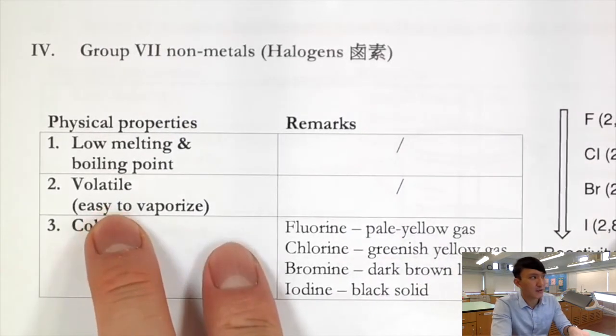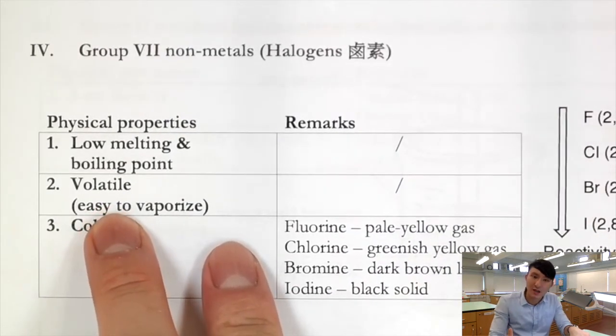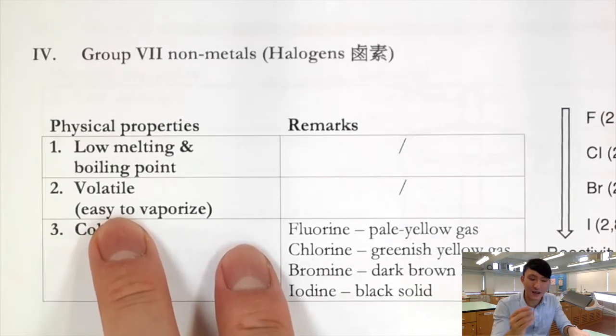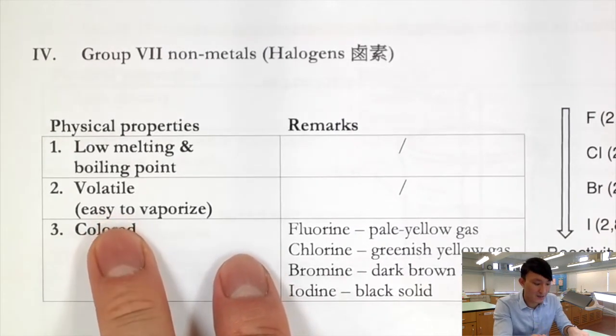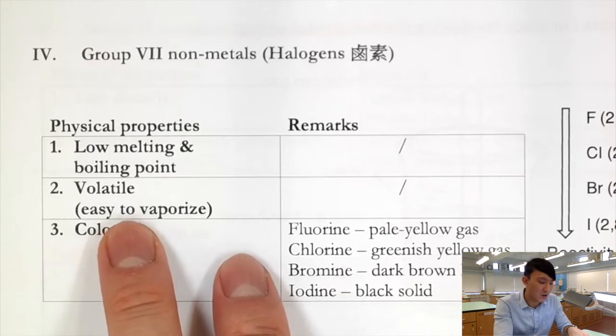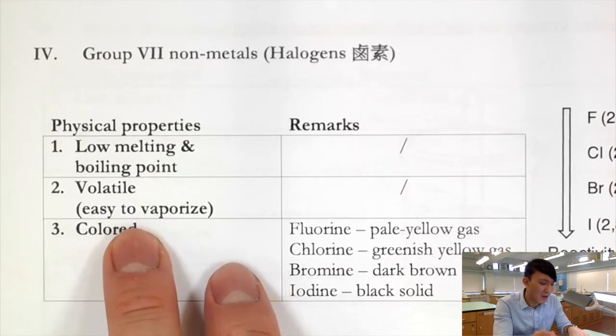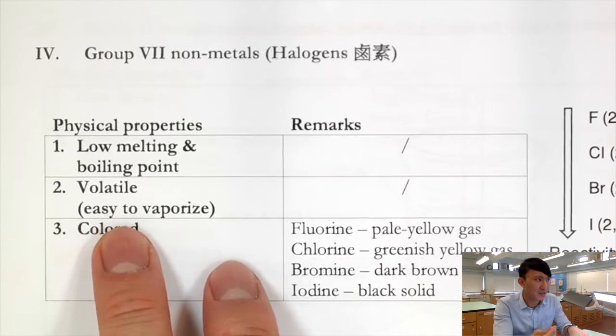Now the second part here, volatile. But remember, volatile is only applicable for a liquid such as bromine or iodine. Now bromine and iodine, iodine will sublime rather than, because iodine is a solid, so basically they are easy to vaporize.